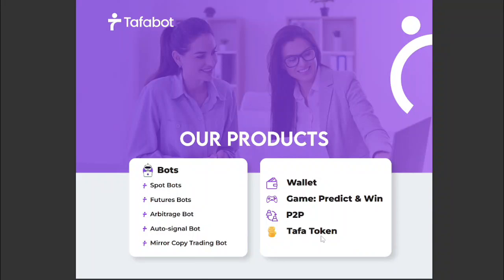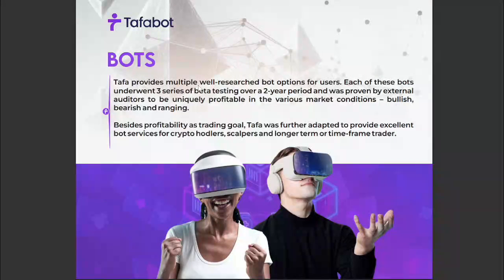But let's just go further and see details of these products. Bots. Tafa provides multiple well-researched bot options for users. Each of these bots underwent 3 series of beta testing over a 2-year period and was proven by external auditors to be uniquely profitable in the various market conditions, bullish, bearish, and ranging. Besides profitability as a trading tool, Tafa was further adopted to provide excellent bot services for crypto hodlers, scalpers, and long-term or short time-frame traders.